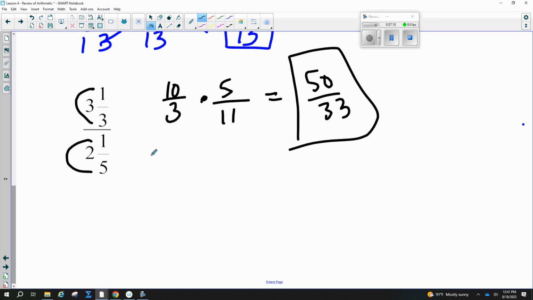Okay, Eli? Does it matter which one you flip, which side of the division sign? Yes. You should copy dot flip. Always flip the second one. It matters.